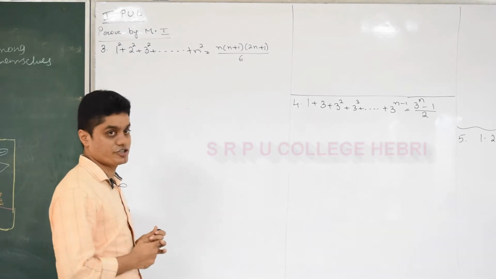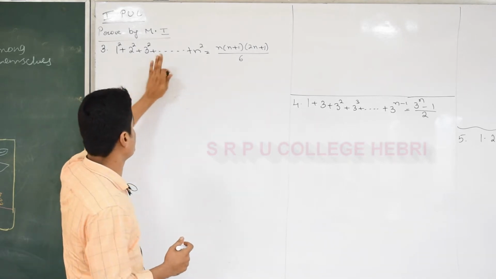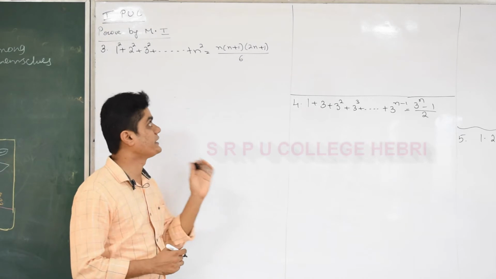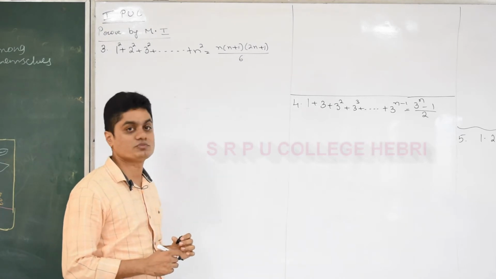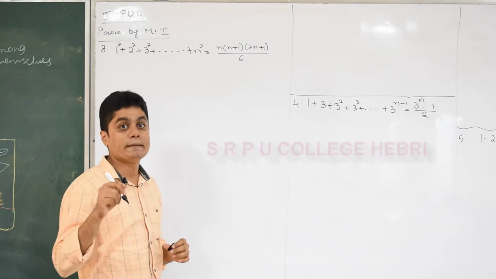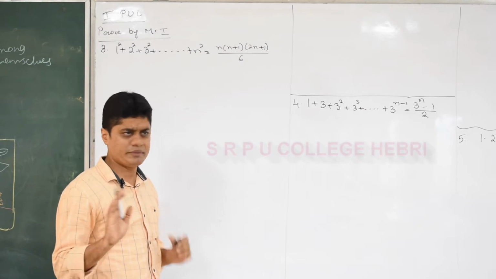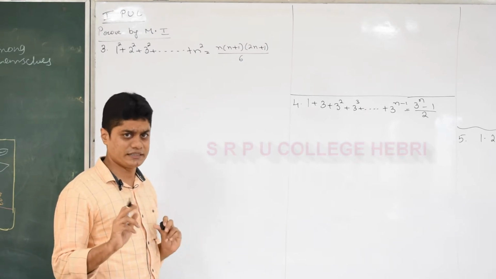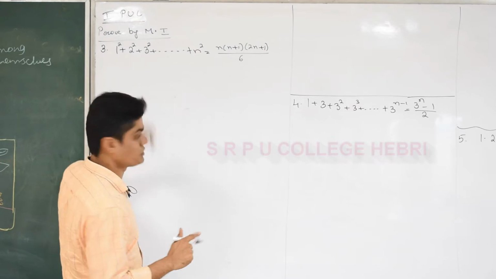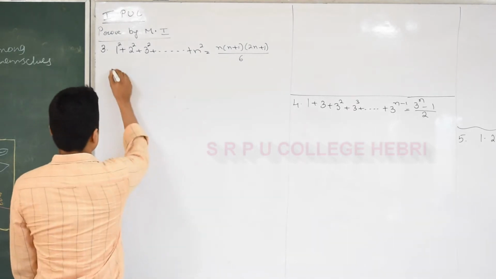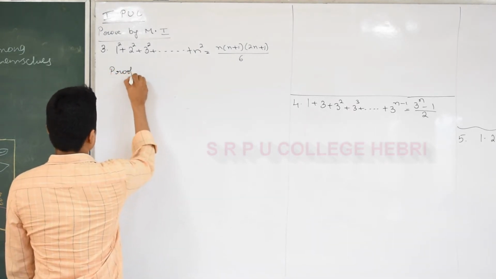In mathematical induction, prove that 1 square plus 2 square plus 3 square and so on up to n square is equal to n into n plus 1 into 2n plus 1 by 6. This we have to prove by mathematical induction. Maybe you remember what the different procedures in mathematical induction are. I'll recall that concept through this particular problem. Observe carefully. So the proof is as follows.